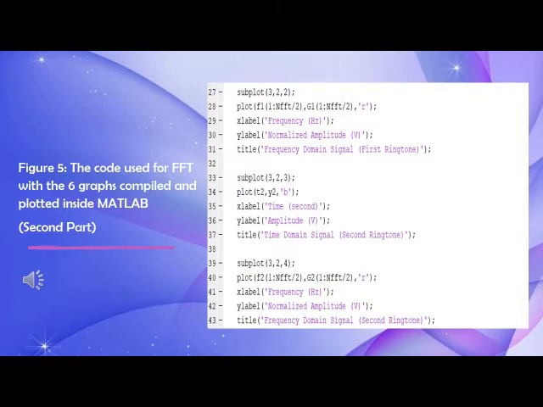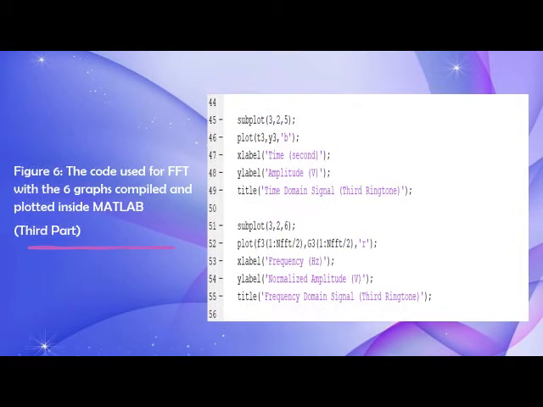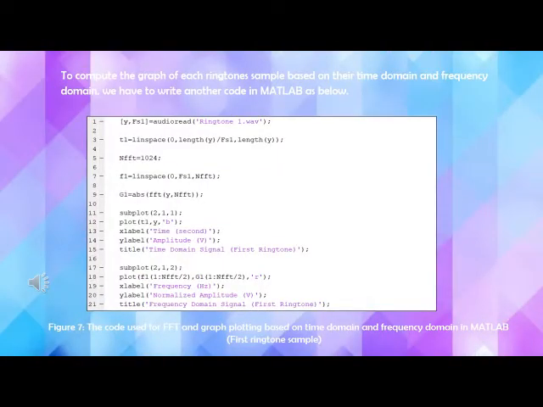Next, this slide shows the code for graph plotting for sample 3. Next, this slide shows the code to plot the graph of time and frequency domain for the first ringtone sample in one window. Meanwhile, this slide shows the code to plot the graph of time and frequency domain for the second ringtone sample in a window. Next, this one shows the code for the graph plotting for the third sample.